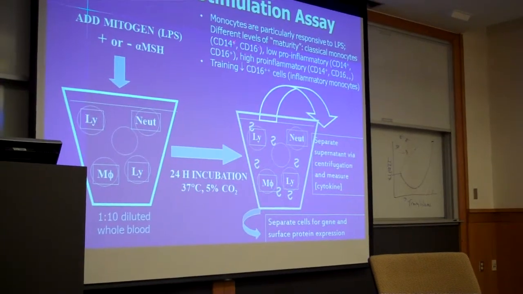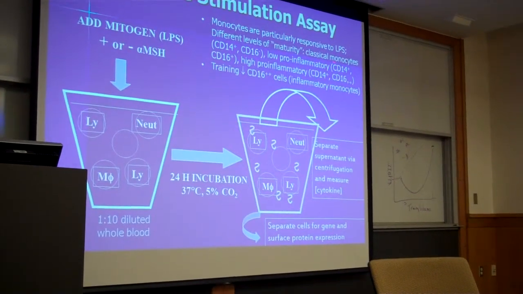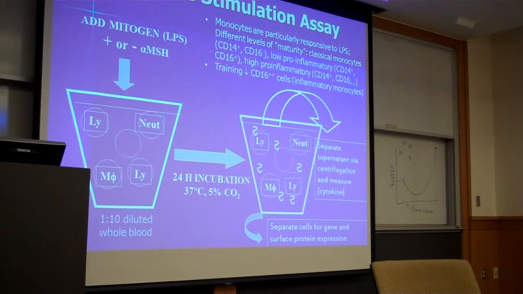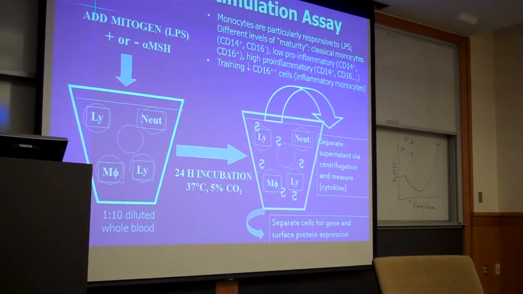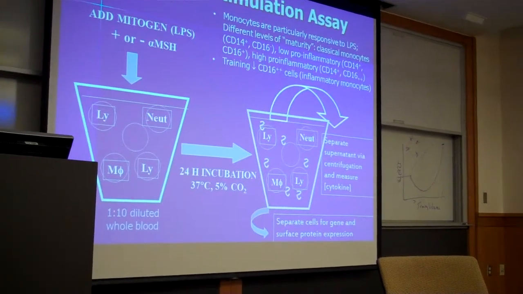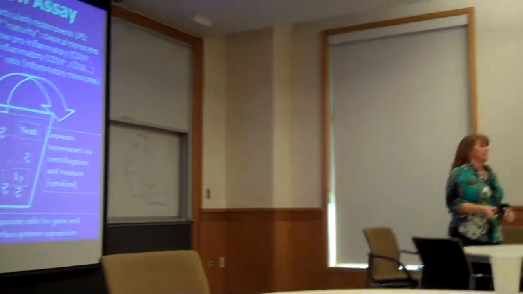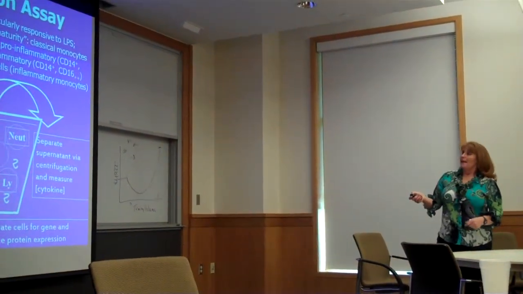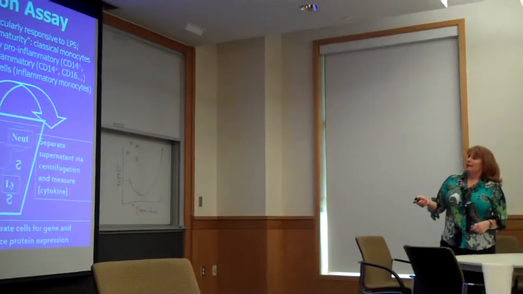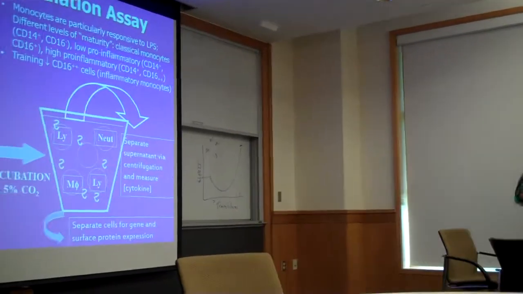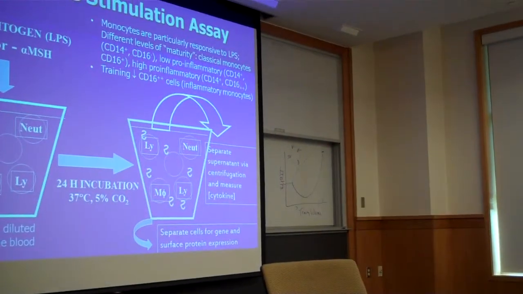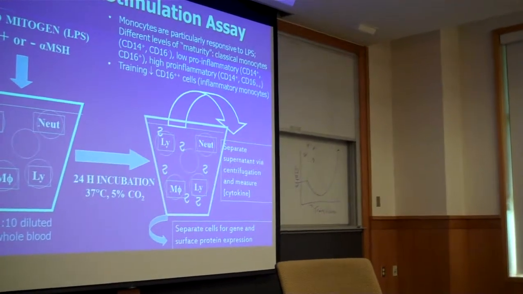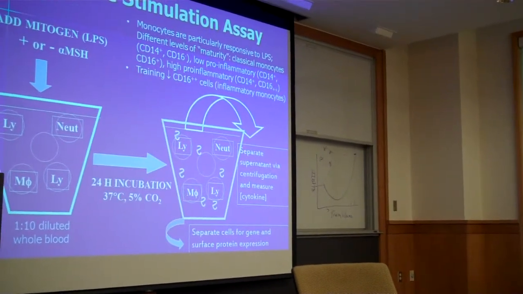If it does not have CD16, that means it's a classical monocyte, because CD16, just another cell marker, is an indicator of an activated or an inflammatory monocyte. Then we have that high inflammatory group that has double pluses there, really high expression of CD16. So that's how we determined which monocytes are which using flow cytometry.